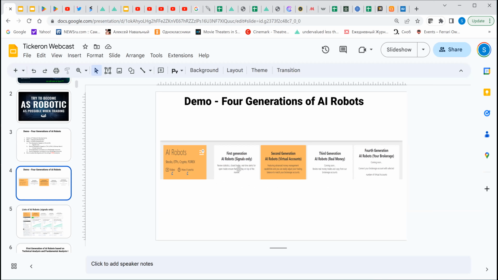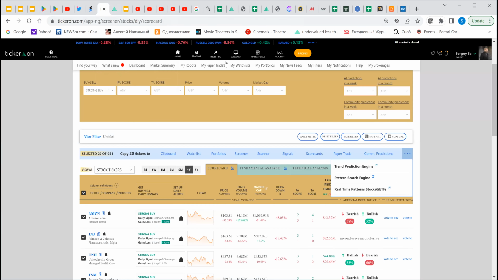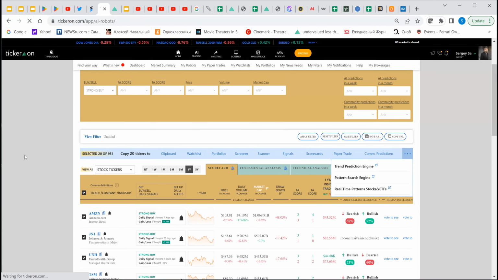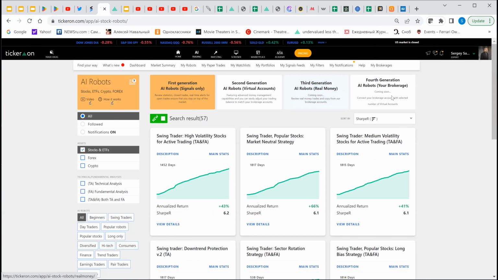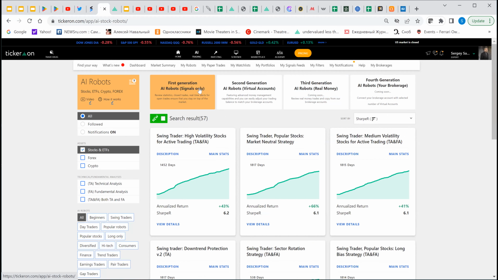Let me explain where we are with regard to the development of robots. The first generation is signals only. What it means is it takes almost an infinite amount of money and generates the signals, and that's the page. So you go to this page, AI trading robots, and you are right here, and that's where the first generation, second generation, third generation, and fourth generation are. Let me explain to you mainly today the difference between the first generation and second, so between signals and the virtual accounts. That's the purpose of this webcast.